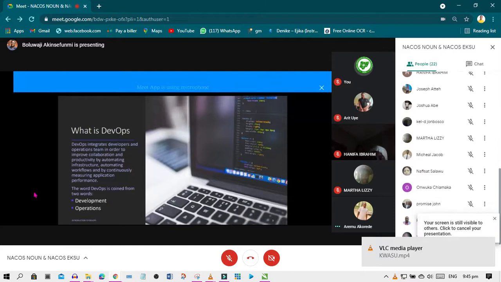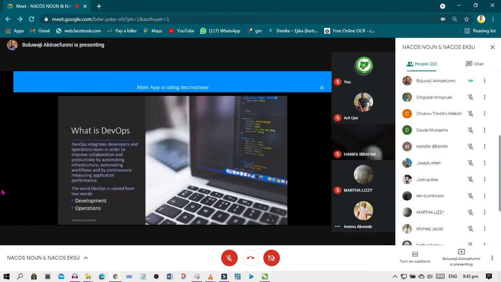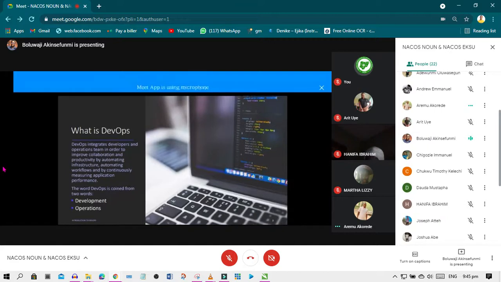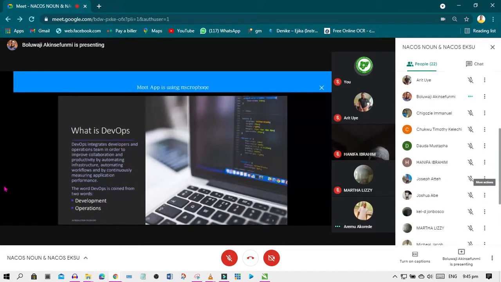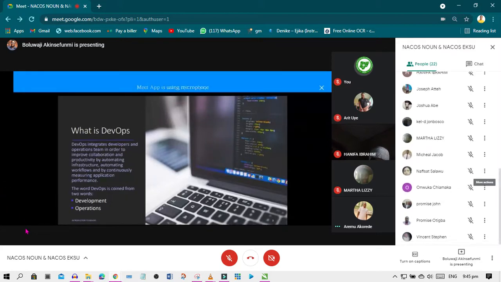The word DevOps is coined from two words, namely development and operation. That's why you have the dev for development and the ops for operation. So it is the coming together of these words that gives us DevOps on its own. DevOps is a software development approach that gives us room to build faster and more reliable applications.